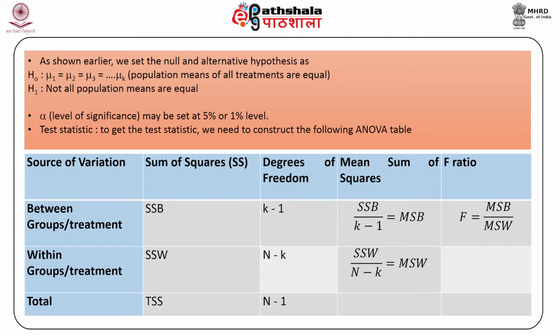We need to construct the following ANOVA table if we want to understand this test statistic. In this table, we have the source of variation in the first column, which is between groups or treatment, within groups or treatments, and the third is the total. Then we have the sum of squares denoted as SSB, SSW, and TSS, and the corresponding degrees of freedom as K minus 1, N minus K, and N minus 1. And then in the next column we have the mean sum of squares, SSB divided by K minus 1, which is written as MSB. Similarly, we have SSW divided by N minus K, which is MSW. And in the last column, we have the F ratio, which is written as F equal to MSB upon MSW.